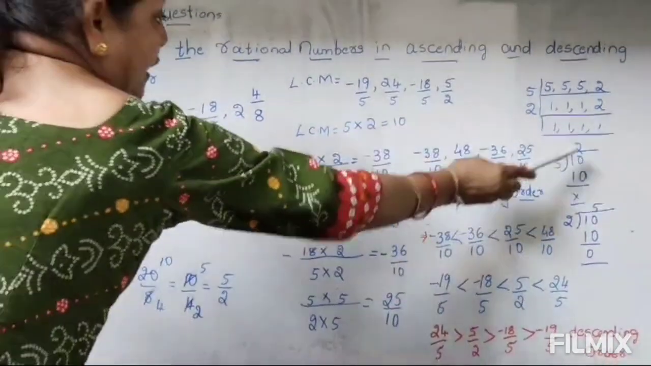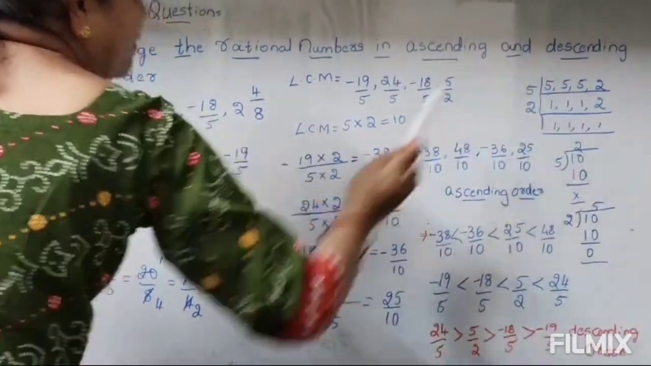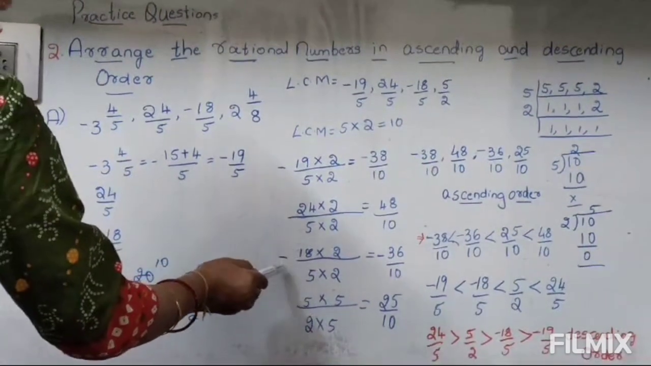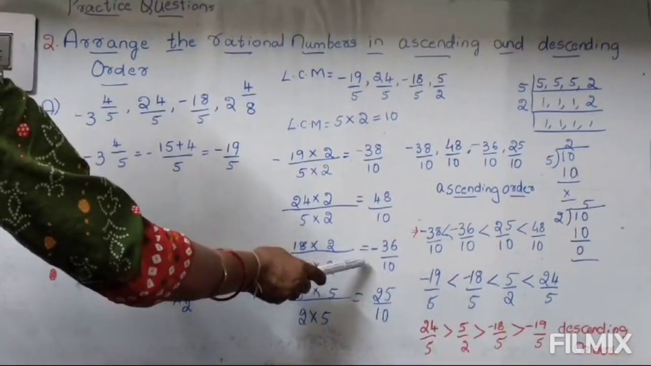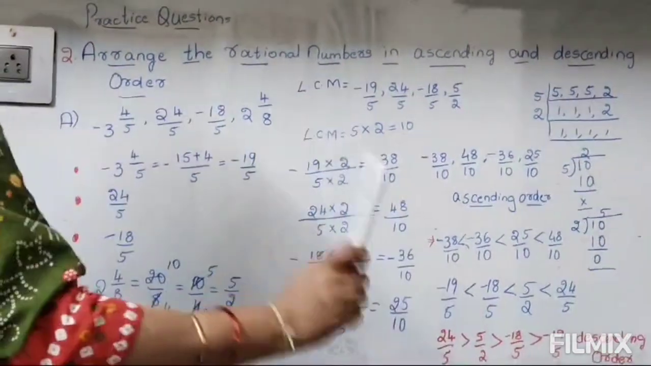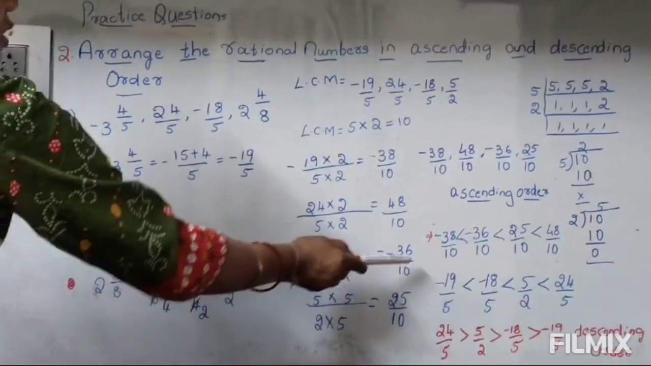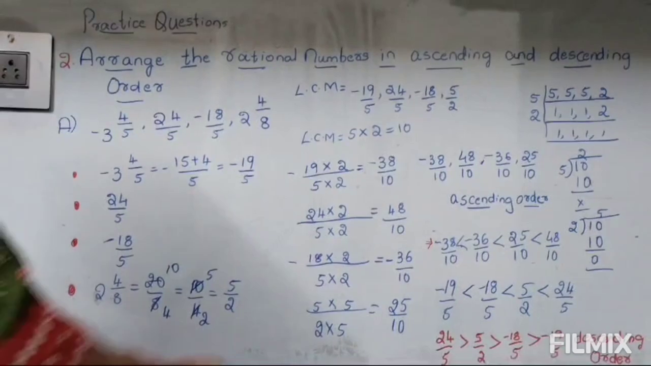So, 5 2s are 10. So, multiply this 18 with 2. Minus, retain this minus as it is. 18 into 2, which is equal to: 2 8s are 16, 1 remaining, 2 1s are 2 plus 1 is 3. That is minus 36 by 10.